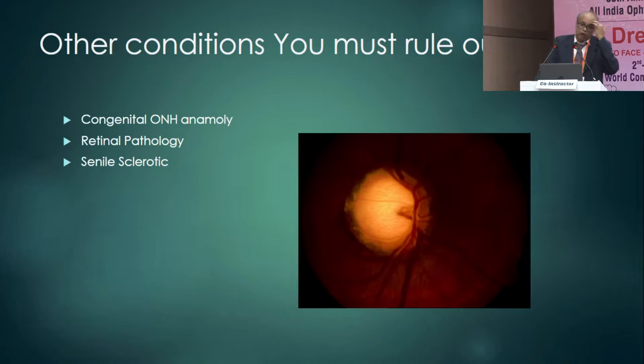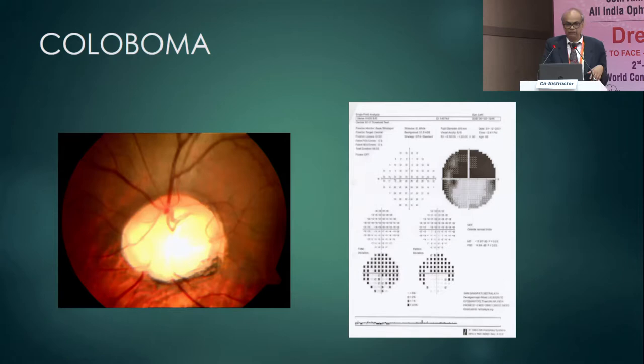There could be other conditions as well: the congenital optic disc anomalies, the retinal pathologies, and most important, the senile sclerotic disc. You must learn to differentiate between normal tension glaucoma and the senile sclerotic disc. Senile sclerotic disc looks pretty similar to normal tension glaucoma, and on visual field you may get a generalized reduction in the sensitivity, but that patient does not have glaucoma, and that 80-year-old gentleman should not be pumped with lots of anti-glaucoma medication.